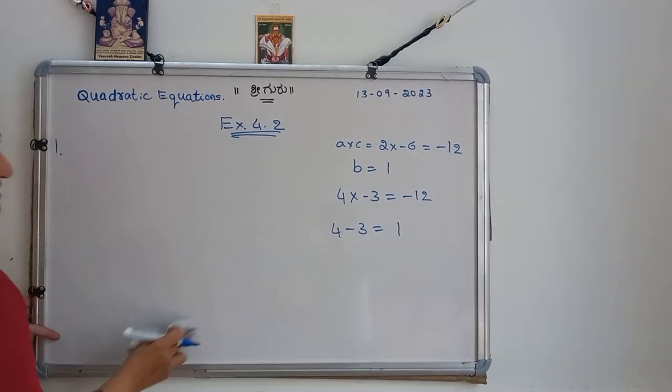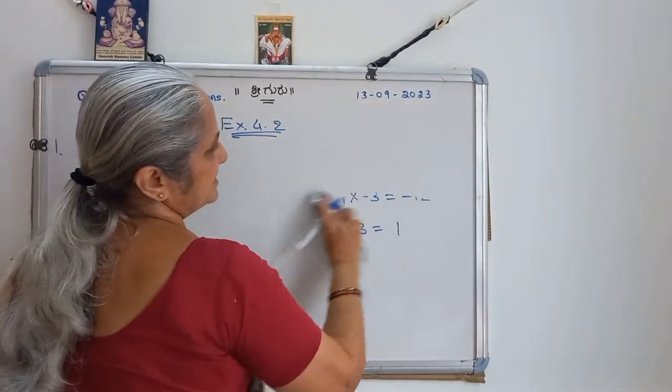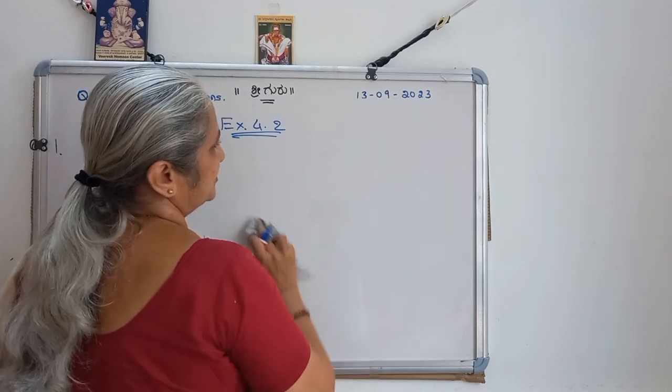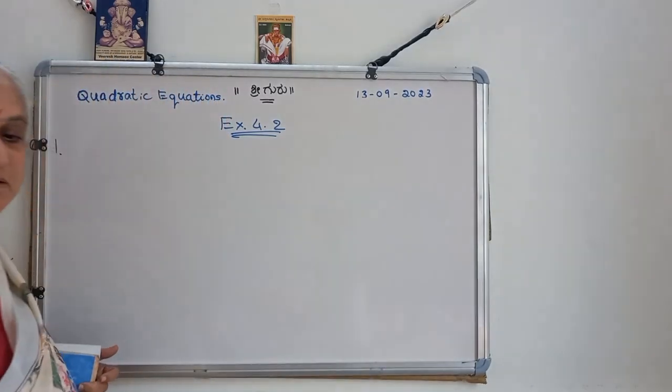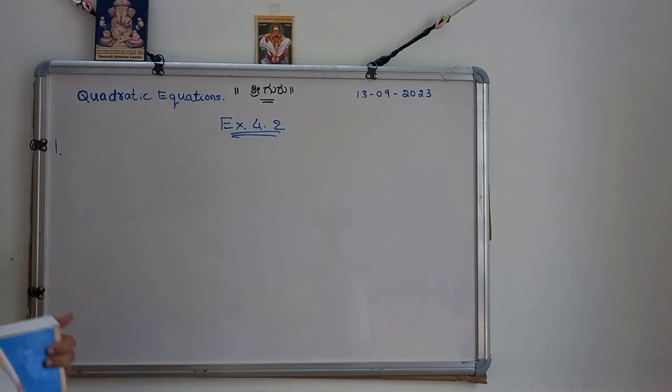Hope you are enjoying this process. पहले मल्टीप्लाई करो, उसका फैक्टर्स निकालो. अगर ऐसा फैक्टर्स निकले तो B you should get, if you add them you should get B. उन दोनों को अगर आप ऐड करें आपको मिडिल टर्म मिलना चाहिए.